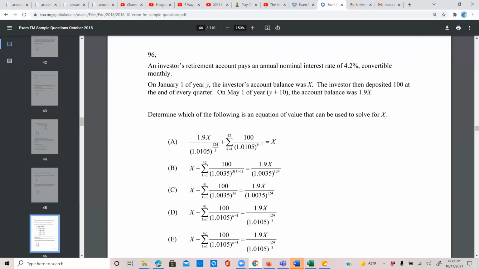So C is the correct answer, because we first evaluated the total present value of the account on January 1, and then we pulled back the given balance from the last date onto January 1, and they both should be the same. And that's what choice C is saying. So the correct answer is C.